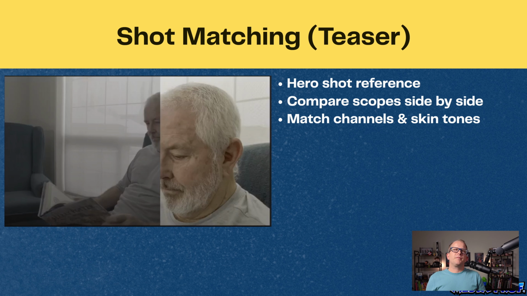So next, I want to talk about shot matching, just to give you a little bit of a teaser here. Scopes aren't just for single shots. They're also really important and essential for matching shots in a sequence. You're going to grab a still from your hero shot. We'll talk about this a little bit later in one of the videos later in the series. And then you're going to use scopes to line up exposure and balance and color across the other angles, the other shots that you've got in that sequence or that scene. We're going to go deeper into that in a dedicated shot matching tutorial later in the series, as I said.